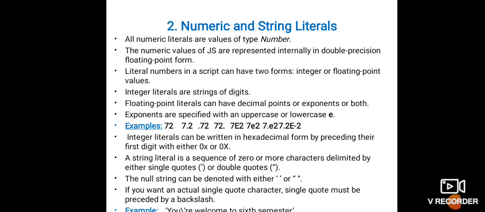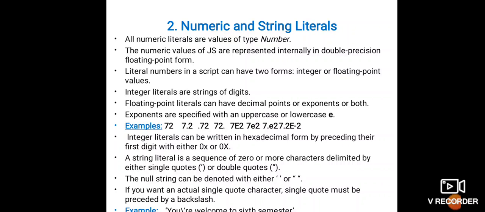Literal numbers in JavaScript can have two forms. One is integer values and another is floating point values. Integer literals are strings of digits. Floating point literals can have decimal points or exponents, or both. Exponents are specified with an uppercase or lowercase e.